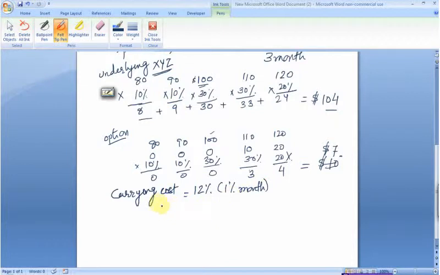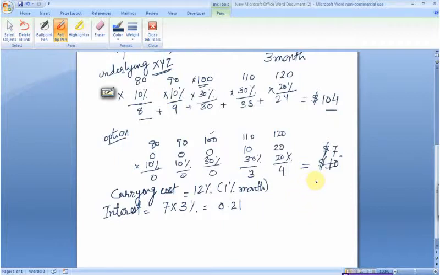So I borrowed $7 for 3 months, so I would be paying this much interest for 3 months, and that should be 21 cents. So this is my cost of carrying this money, cost of borrowing this money. So I'm incurring a cost.